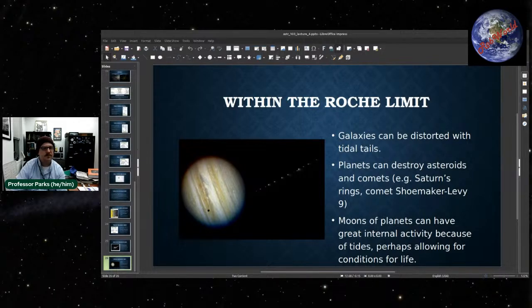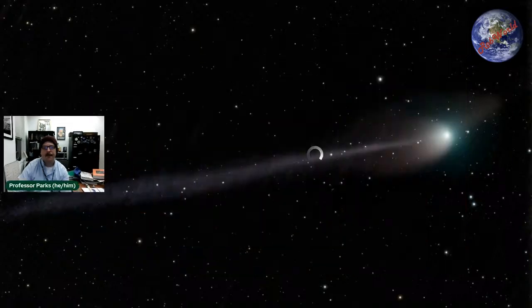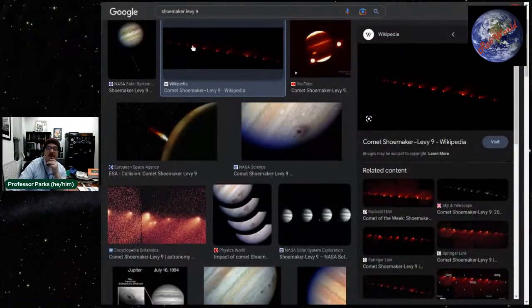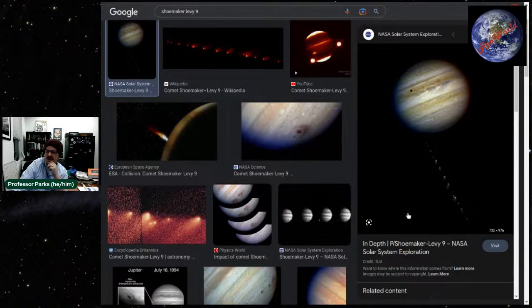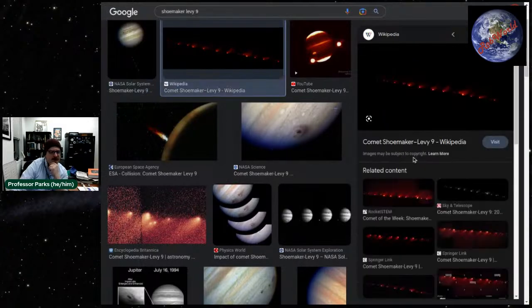I'm going to put this over here. I'm going to stop share screen. So you can just Google it, Shoemaker-Levy 9. Here is an image taken by Hubble, I think, showing the incoming trail of comets right before it smacks into Jupiter. Here is an infrared image of those cometlets, showing them as red against the black background.